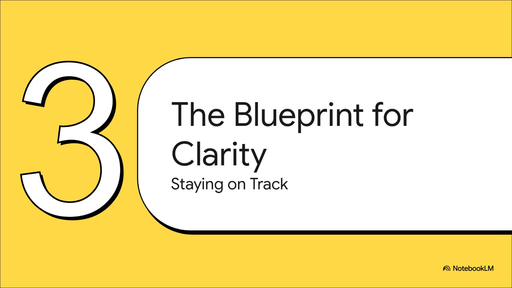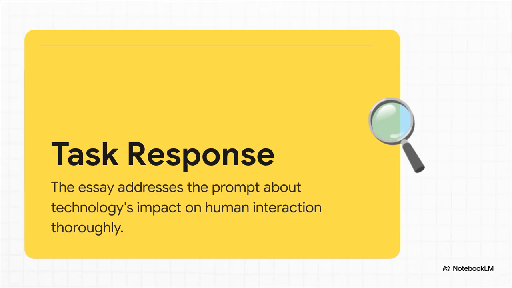So let's get into the first part of that blueprint, clarity. How does the author make their point so strong that it's, well, pretty much impossible to misunderstand? The very first ingredient is also the most fundamental one: focus. It's simple. Did the writer actually answer the question they set out to? And in this case, the answer is a resounding yes. Every single point, every example, it all ties directly back to technology's impact. There are no detours, no fluff, just pure focus.